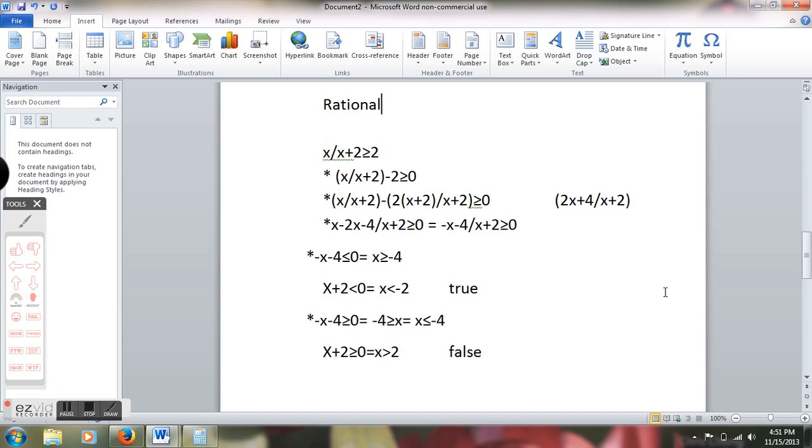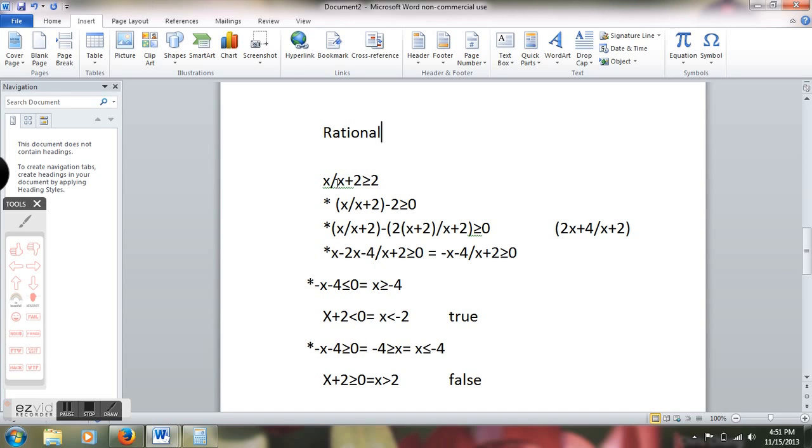Alright, now rational inequalities. What we have here is x over x plus 2 is greater than or equal to 2. So the first thing I did, I subtracted 2 from both sides. So that will give you this one right here when you subtract this. And subtracting 2 in turn turns into this for common denominators. Okay? So distributed, 2x plus 4 over x plus 2.